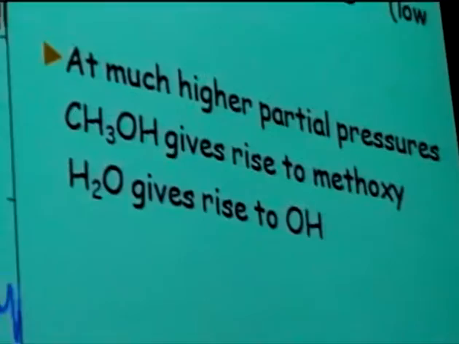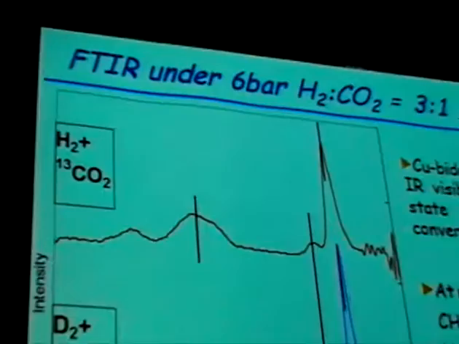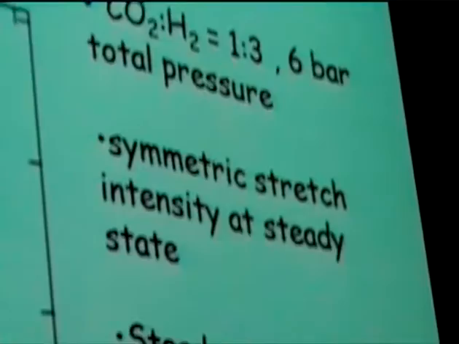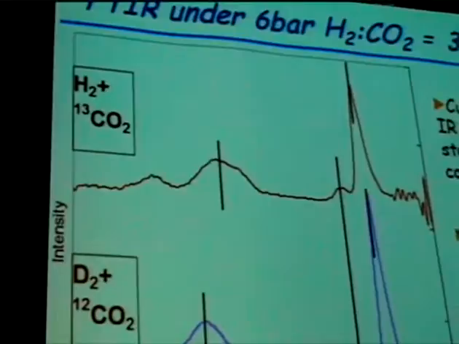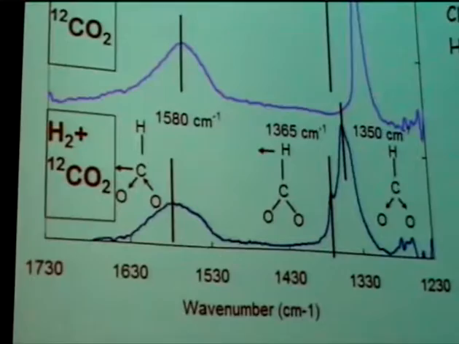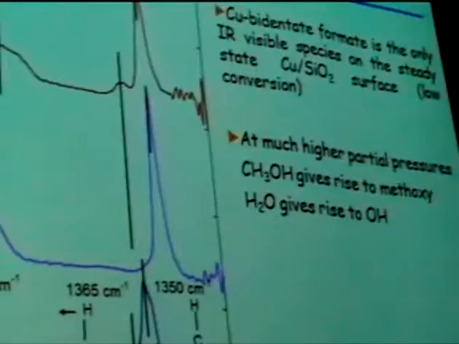But first, just to show in our hands, here's the infrared of the steady state catalyst surface at quite a low temperature. We use this low temperature because it keeps the formate. Here's the formate intensity as a function of temperature with this particular feed, a 3-to-1 hydrogen to CO2 at 6 bar total pressure. And here's the spectrum in the scale below, in the region of the formate. There are these lovely symmetric stretch features which move as they should when you put either H or D on the carbon, or you use carbon 13. This is just used for the isotope transients that Jan showed you on Tuesday. So there they are.